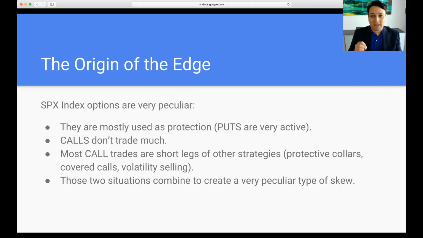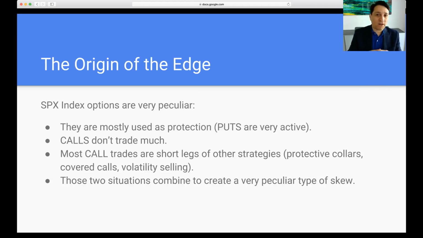And you will notice that index options, SPX options in particular, are very peculiar. There is a tremendous bias towards puts. I mean, puts are the most traded option in SPX, and you will notice that volume for puts is massive. They are consistently trading. That doesn't mean people think that the market is going to fall, or that the market is going to crash. What that means is that puts, in particular index puts, are very well suited as protection or insurance.